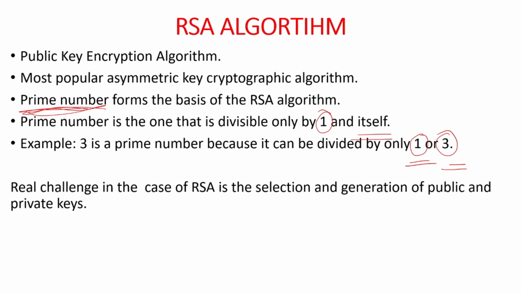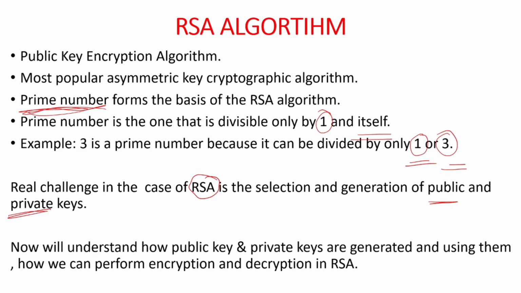The real challenge in RSA is the selection and generation of the public and private keys. So now we'll understand, with an example, how the public and private keys are generated using the RSA algorithm. Using the public key and private key, we can do encryption and decryption. For encryption we use the public key, and for decryption we use the private key.